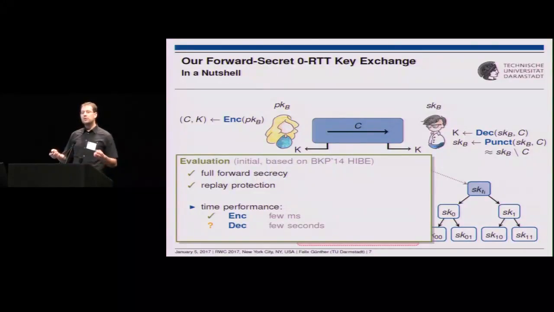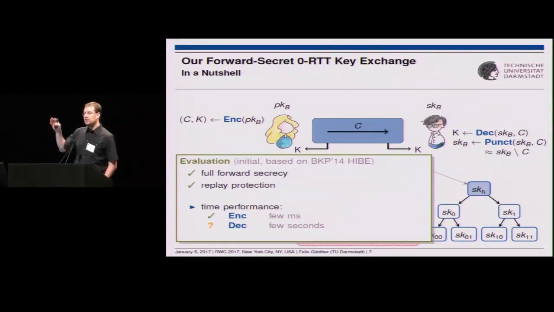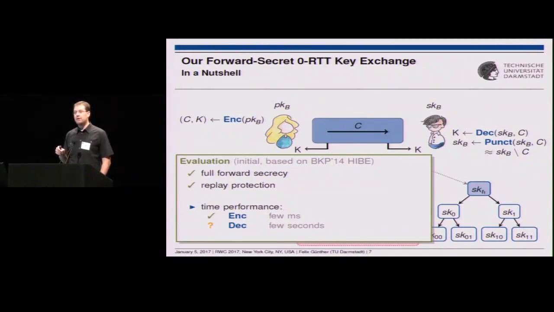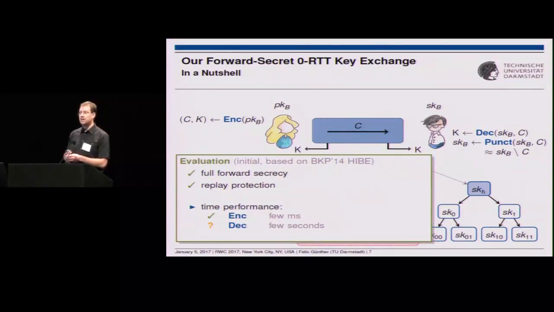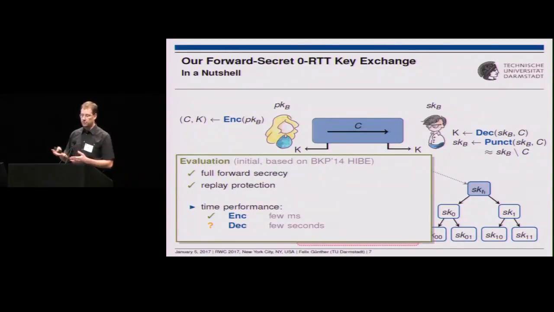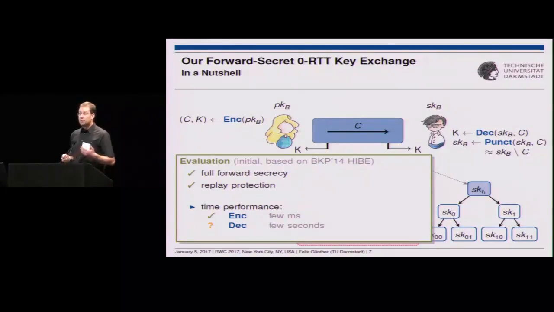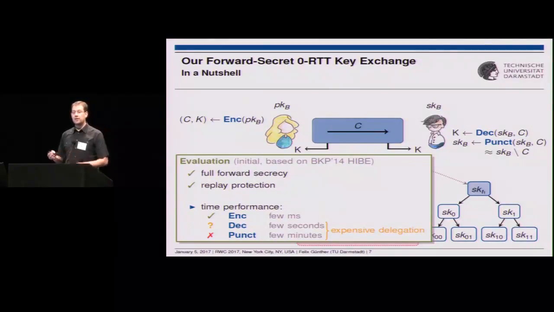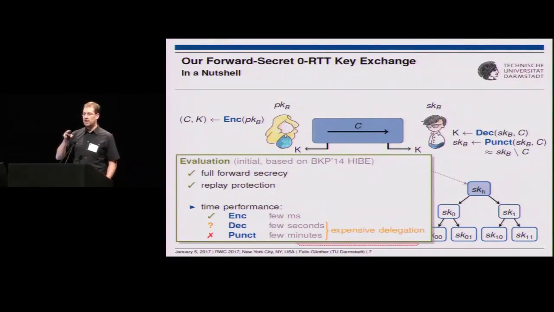On the server side, the pure decapsulation of the key in order to be able to decrypt takes the same amount of time, but deriving the corresponding secret key in the tree, depending on how the tree looks, may be relatively expensive and can take up to roughly a second. This key delegation, this key derivation step, is particularly expensive in this BKP scheme, which is why it was not an optimal choice. It means that puncturing in particular is very costly, because there are potentially many intermediate nodes to be derived in order to come up with the next punctured secret key.